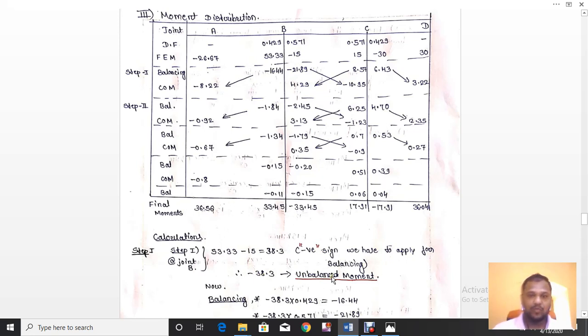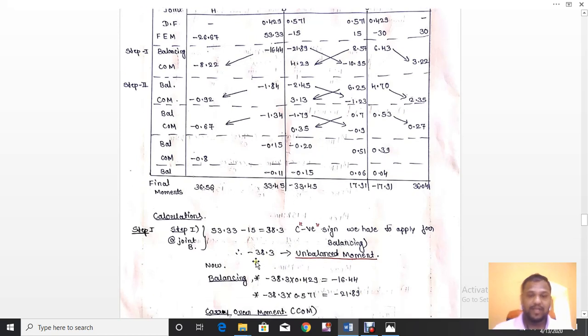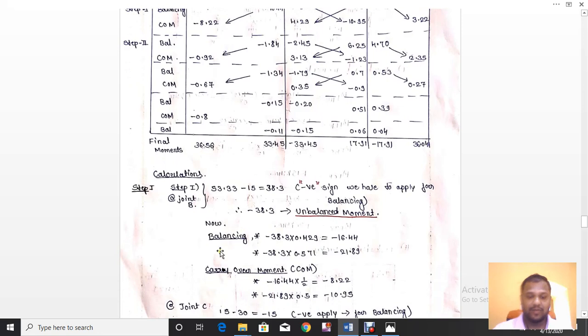So this unbalanced movement is to be distributed to both the ends according to their distribution factors. So minus 38.33 into 0.429, where 0.429 is the distribution factor for BA, is going to give us minus 16.44, which I have written over here. Similarly minus 38.3 into 0.571 is going to give us minus 21.89. So I am talking about balancing this line now. I will tell you about carryover moment later.